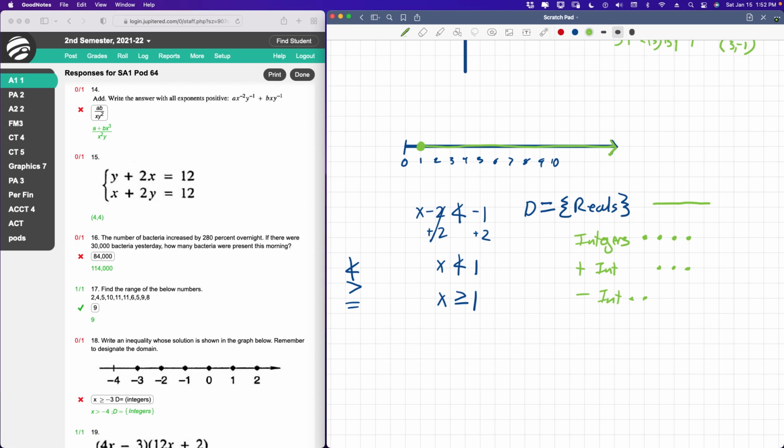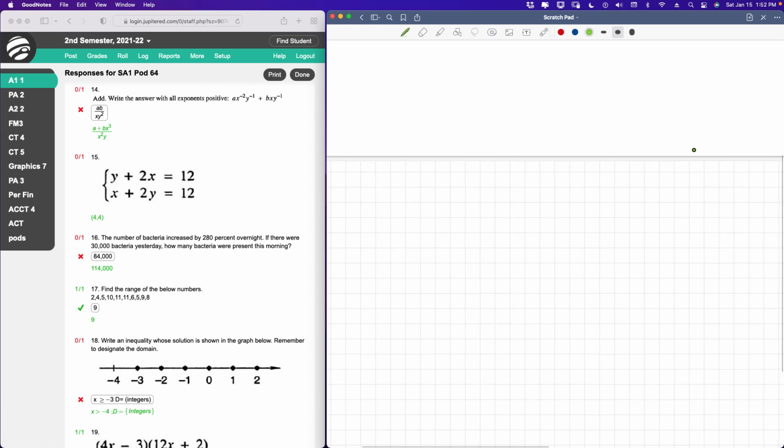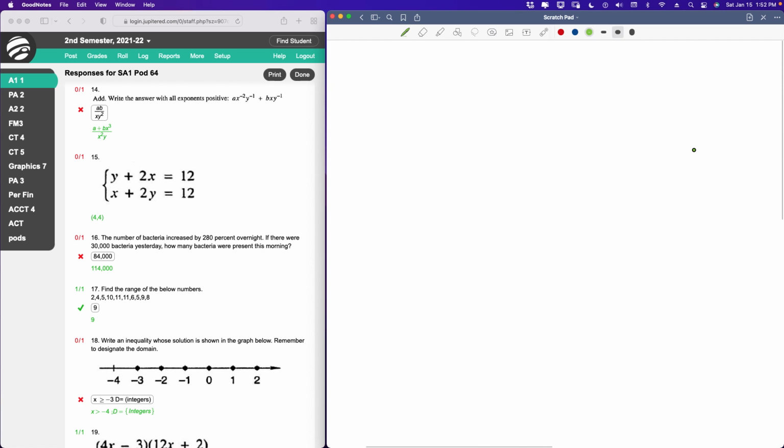Let me clear this. And we have another substitution elimination problem. Let me switch back to blue ink. Y plus 2x equals 12. And you see that this says x plus 2y. I'm going to swap it so that the variables are on top of each other. 2y plus x equals 12. Now, this needs to be the opposite. Or you could do substitution. I think let's just do substitution.